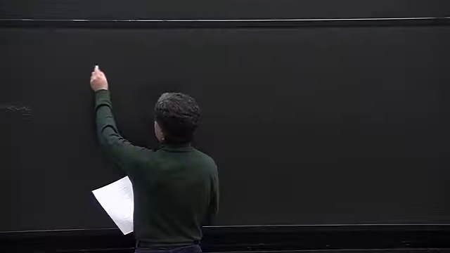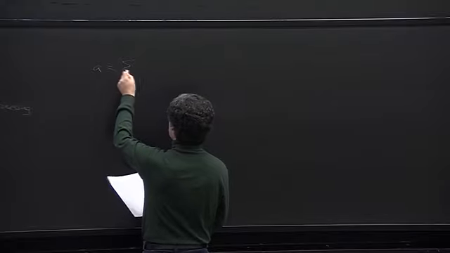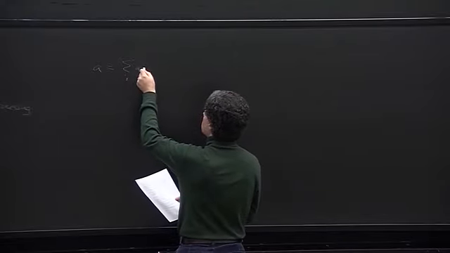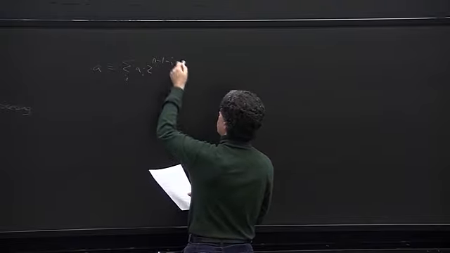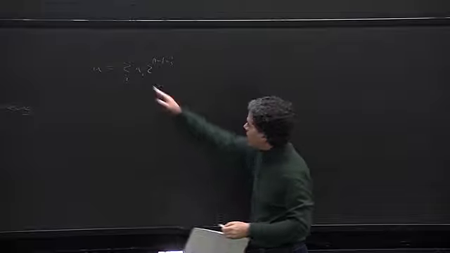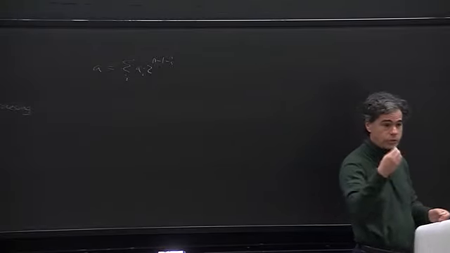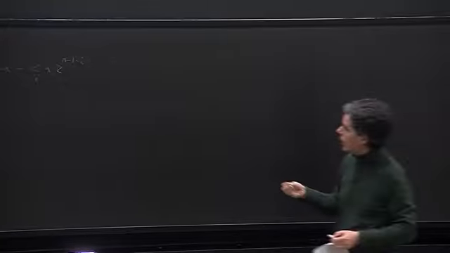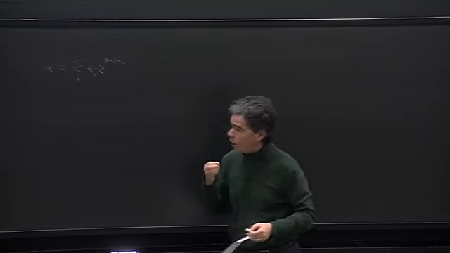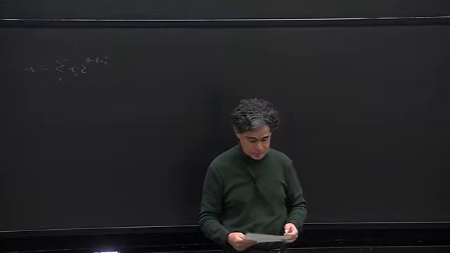First of all, we're going to write a in its binary representation, with a_i multiplying 2 to the n minus 1 minus i. So a0 is the most significant bit, the first bit if you write the binary expansion, and a_{n-1} is the last bit, the ones bit.